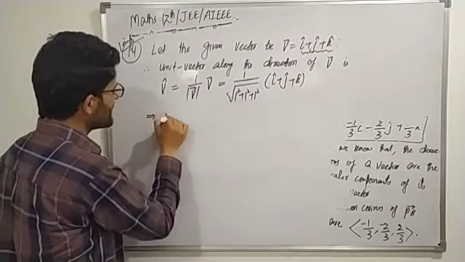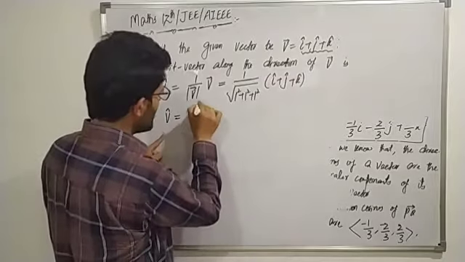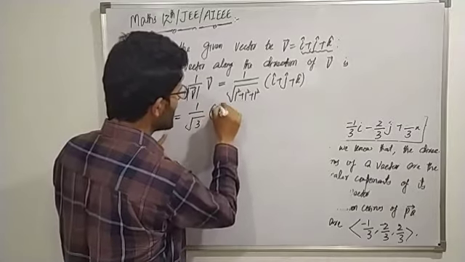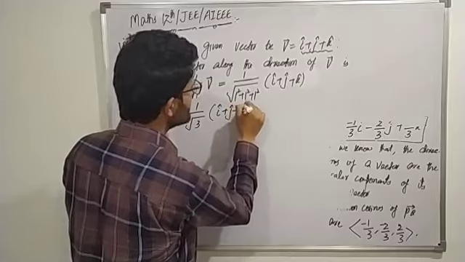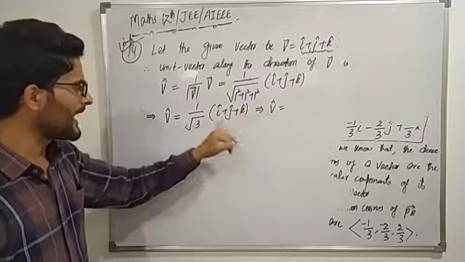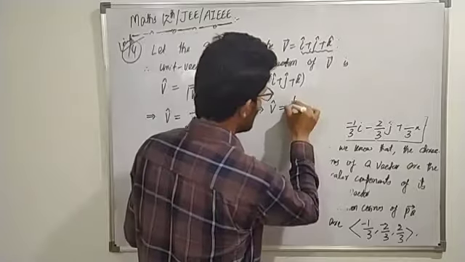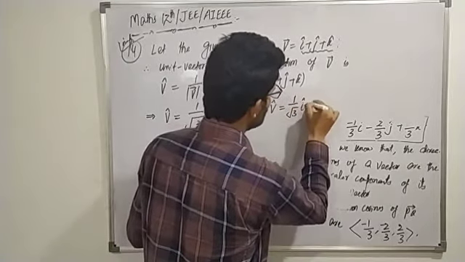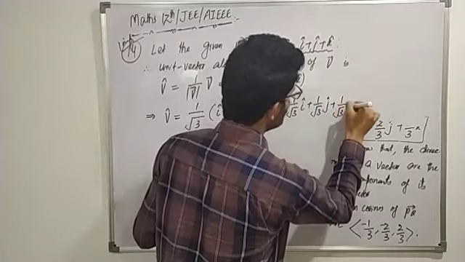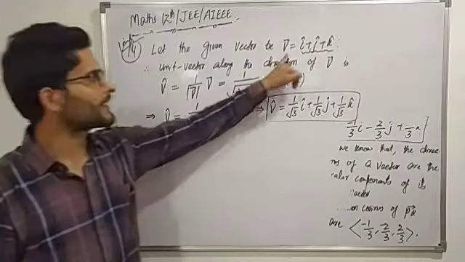So implies v cap must be equal to 1 divided by square root of 1 plus 1 plus 1, that is 3 into i plus j plus k. तो implies v cap must be equal 1 by square root 3 से मल्टीपल कर दो तो क्या आएगा, 1 by square root 3 i plus 1 by square root 3 j plus 1 by square root 3 k. ये मिला यूनिट वेक्टर v कैप along the direction of given वेक्टर v.